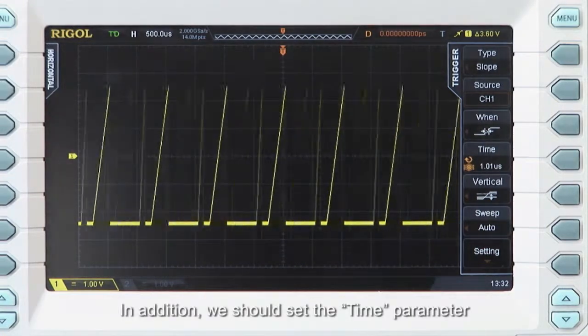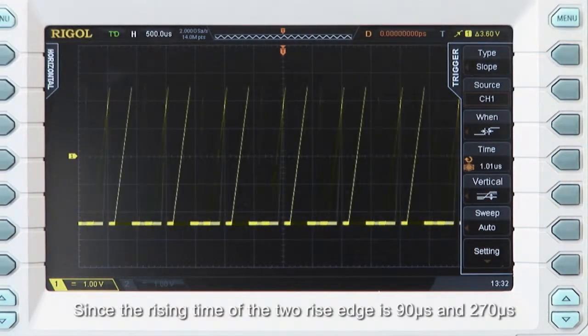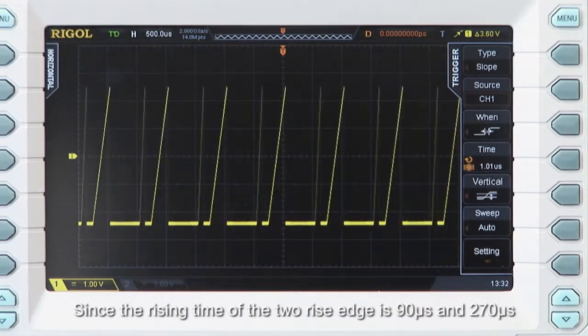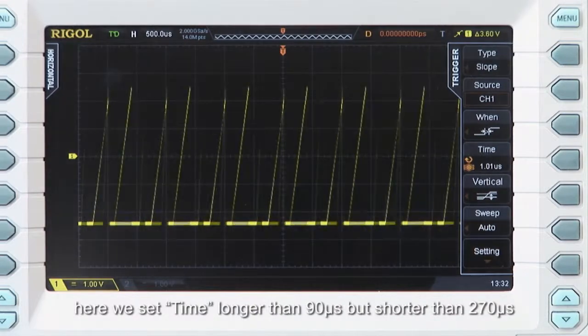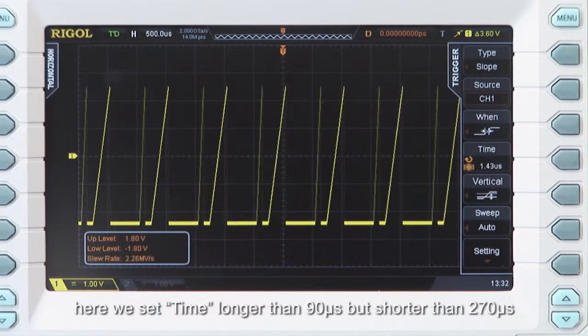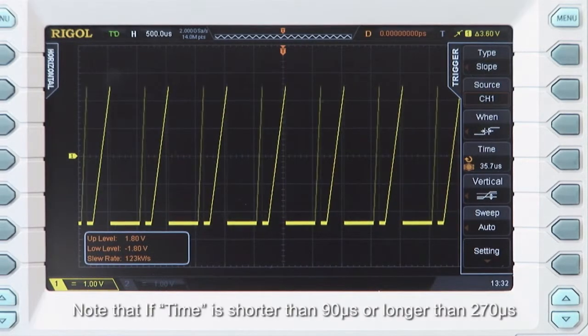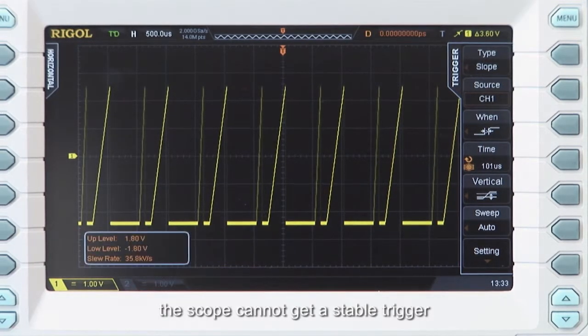In addition, we should set the time parameter. Since the rising time of the two rising edges are 90 microseconds and 270 microseconds, we could set the time longer than 90 microseconds, but shorter than 270 microseconds. Note that if the time is shorter than 90 microseconds, or longer than 270 microseconds, the scope cannot get a stable trigger.